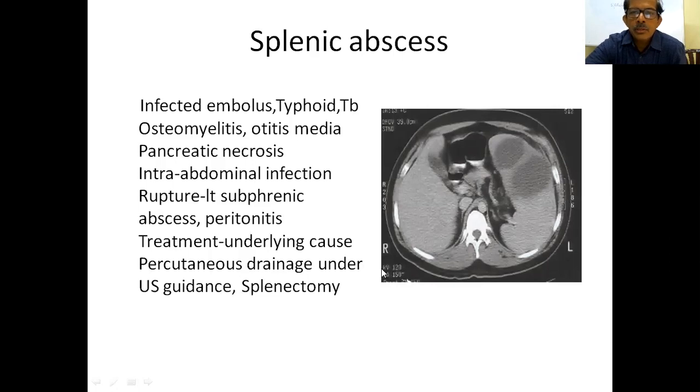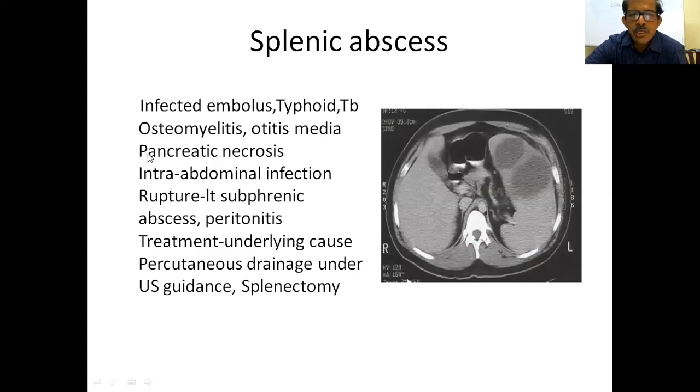So this is splenic abscess. The problem with it is if this ruptures, there will be subphrenic abscess. So subphrenic abscess, again, needs to be treated in a different way. So what is the treatment? First, you treat these conditions. That is very important. If you don't treat them, it can get recurred. So first treat these conditions.